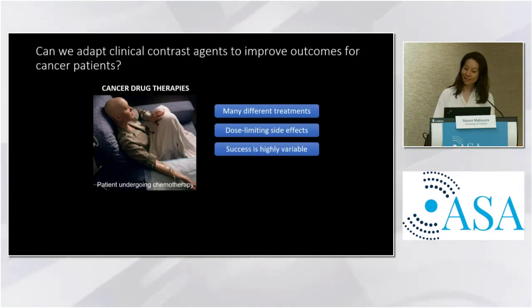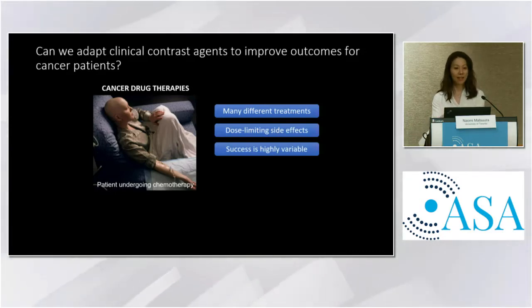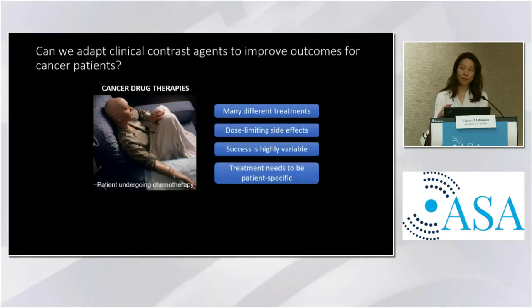The other thing that most people will know is that success is highly variable. So if you have two patients who are, for example, a similar age and a similar stage of cancer, and you give them the same drug, they may respond very differently. So the current paradigm of cancer treatment is that the treatment has to be tailored to that patient. Right now there are all sorts of different kinds of treatments and drugs being developed to treat different patients depending on how they're responding to the therapy.